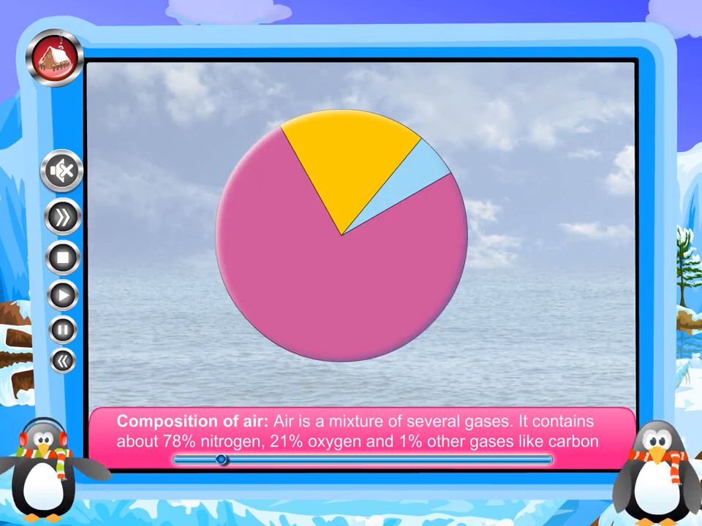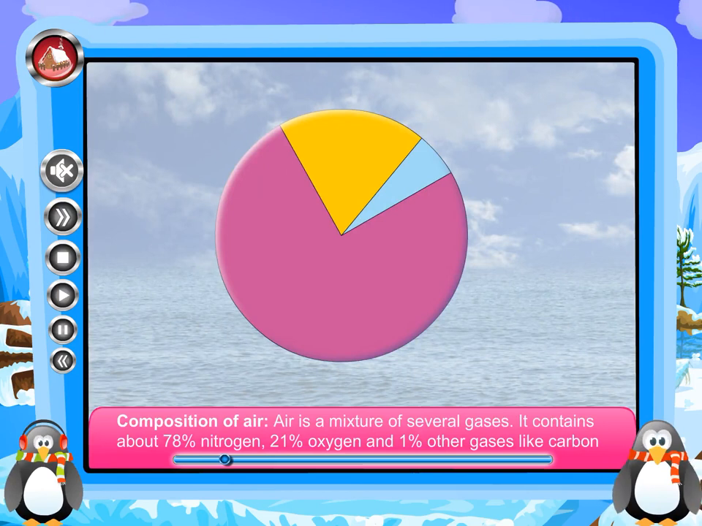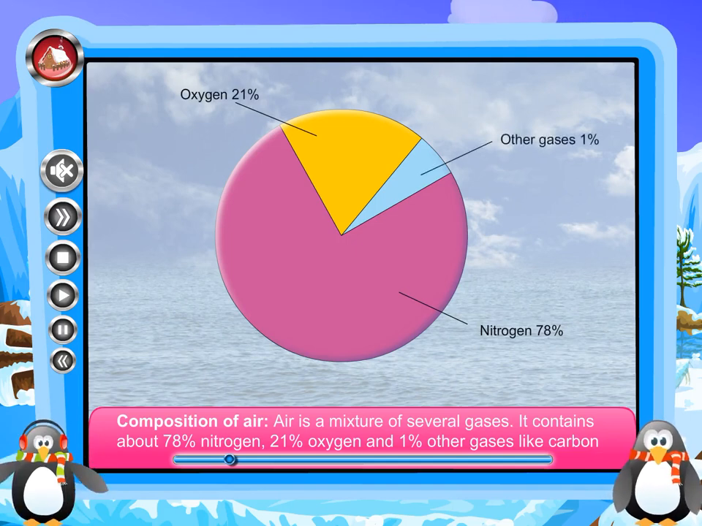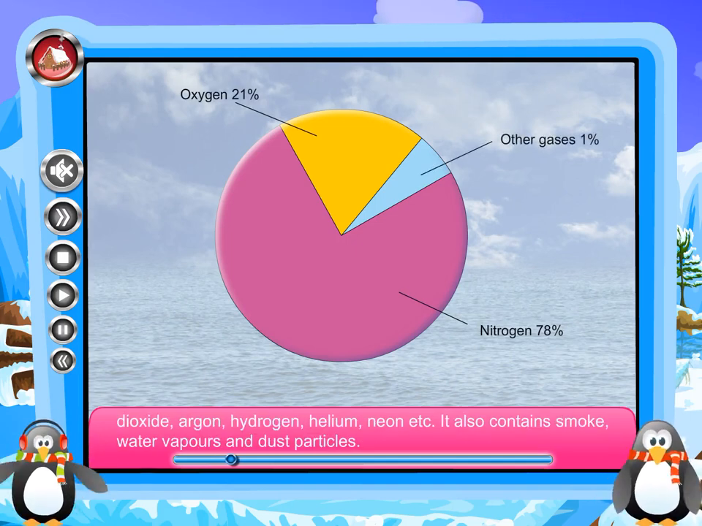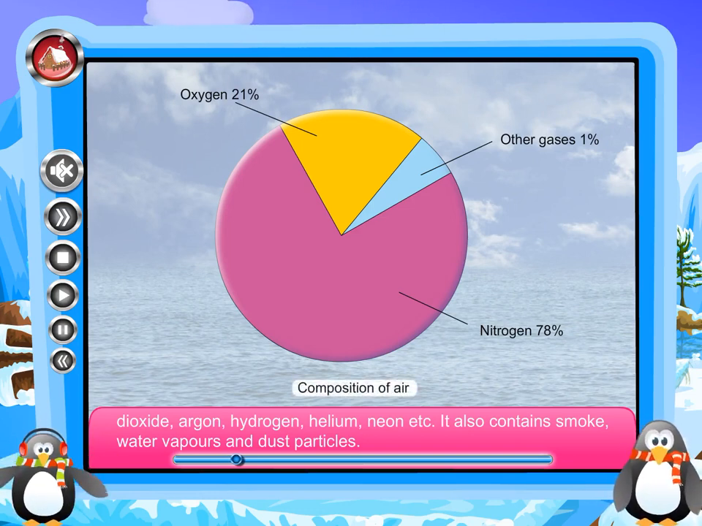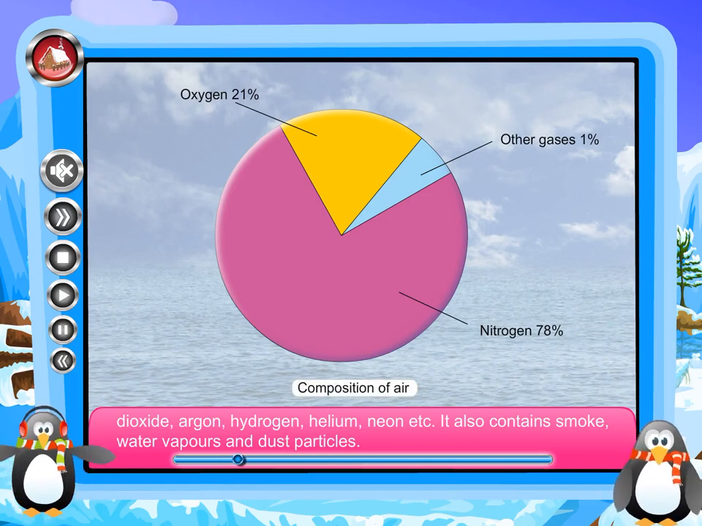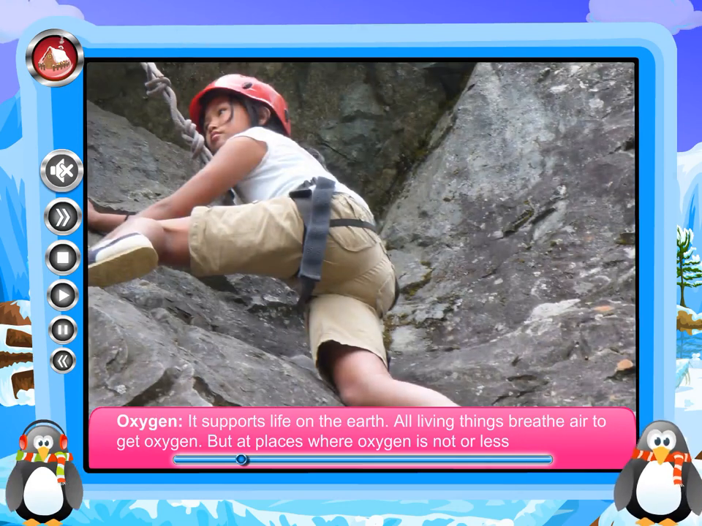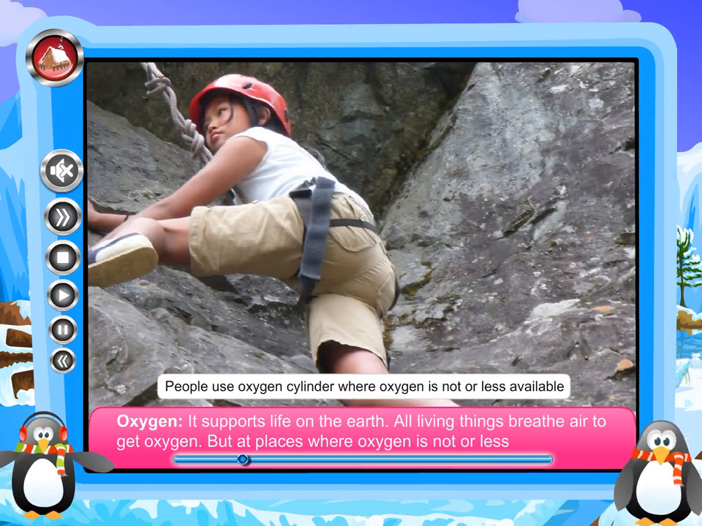Composition of air. Air is a mixture of several gases. It contains about 78% nitrogen, 21% oxygen, and 1% other gases like carbon dioxide, argon, hydrogen, helium, neon, etc. It also contains smoke, water vapor, and dust particles. Oxygen. It supports life on the earth.